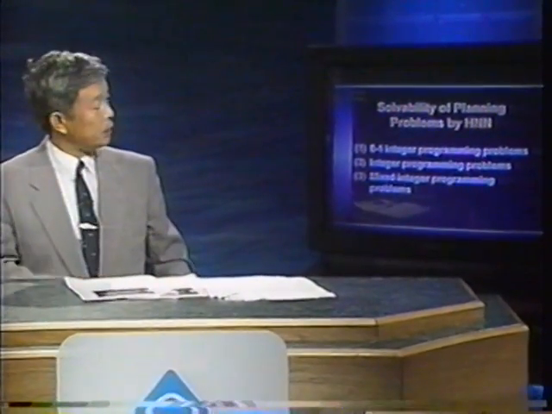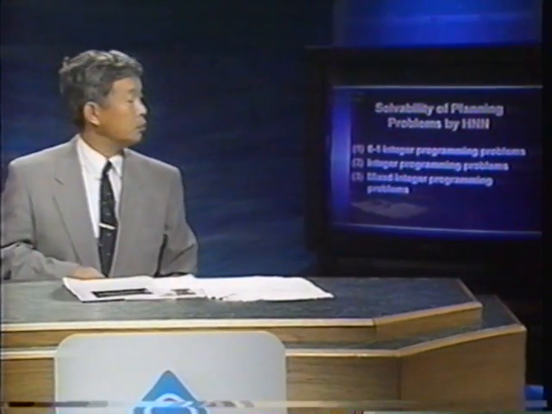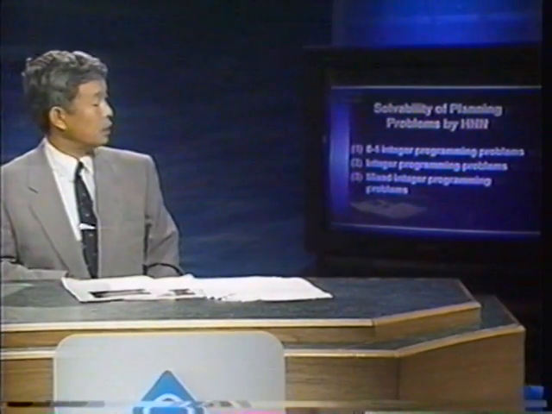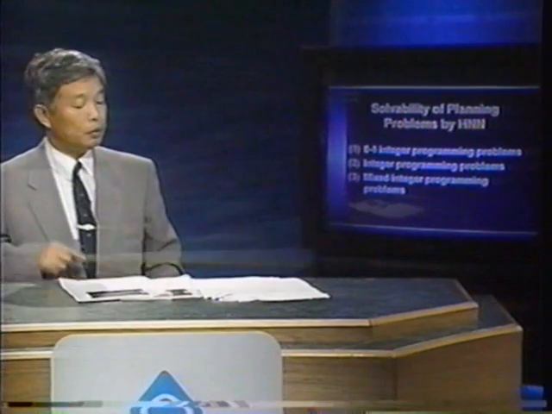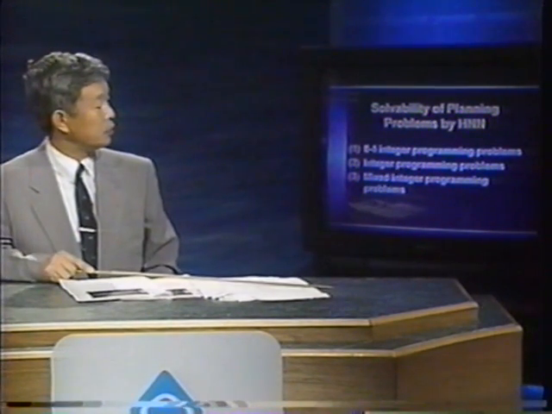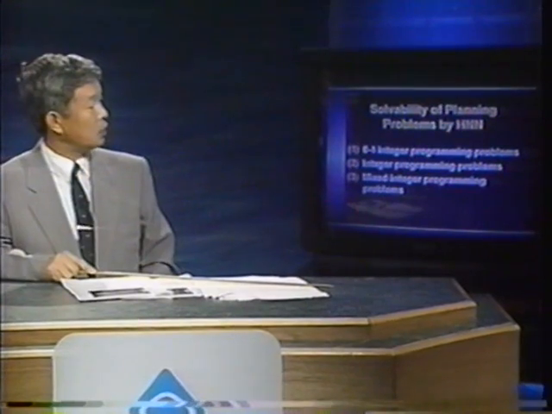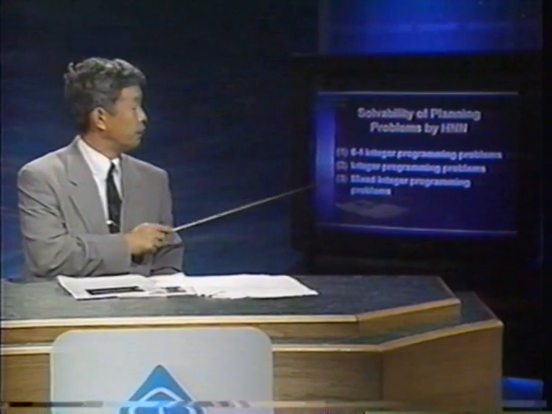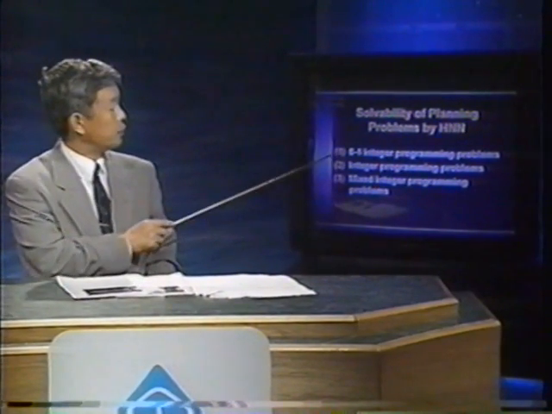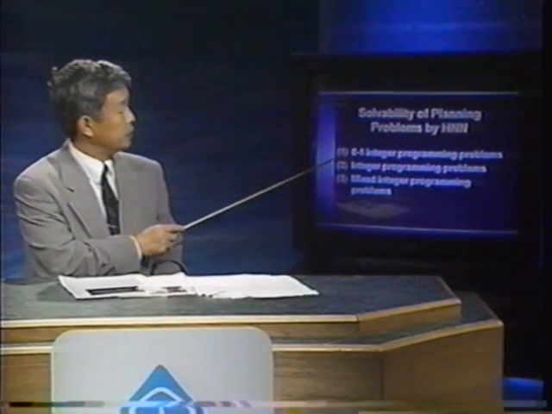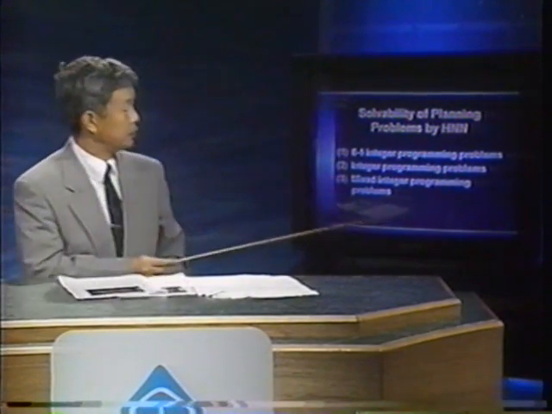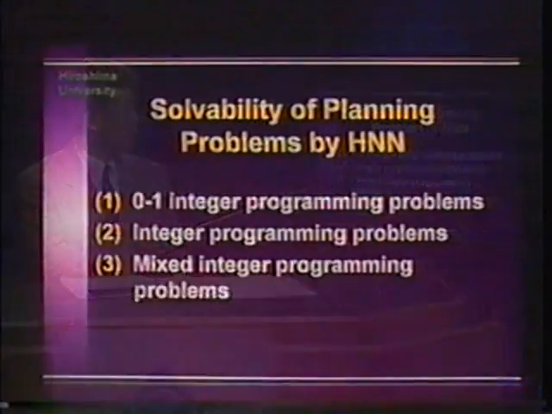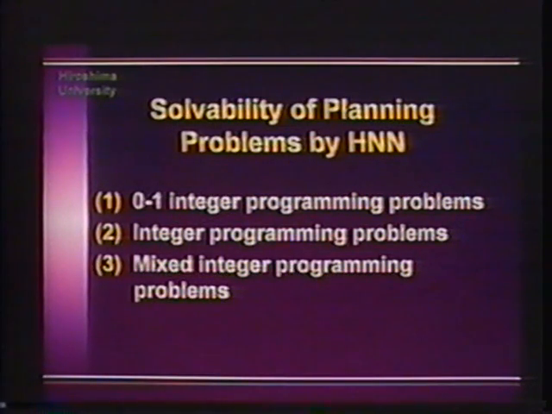So our objective is to show the ability of Hopfield neural nets. In any way, before solving the problem, we have to know which class of problem is easier to solve by Hopfield neural net. And this is the order of increasing difficulties. The easiest problem is the 0-1 integer programming problem. The second is the integer programming problem, and the third is the mixed integer programming problem.